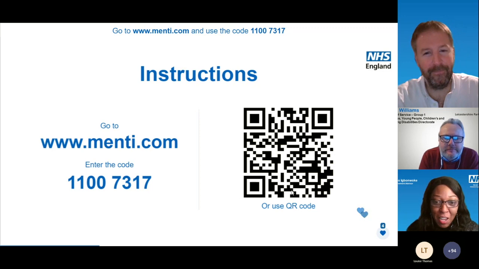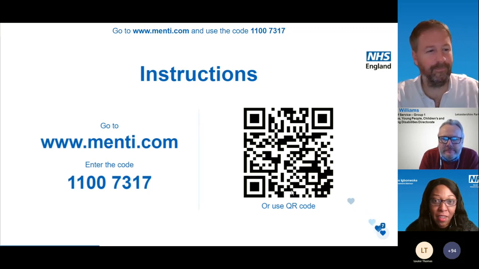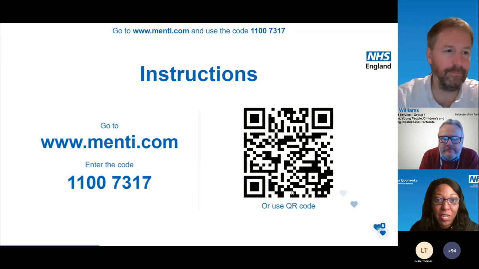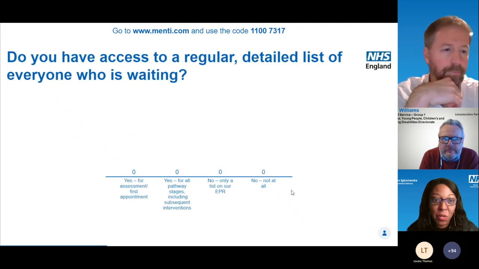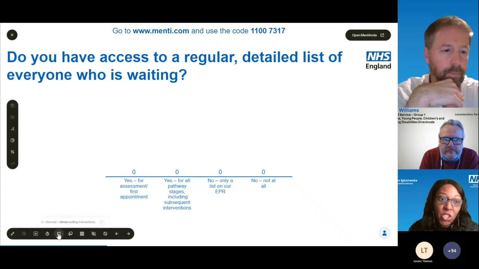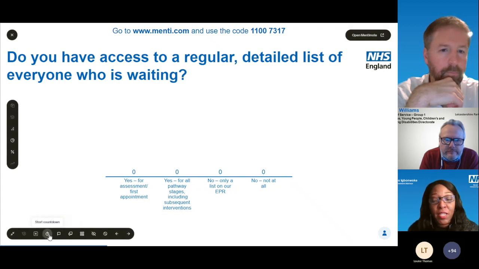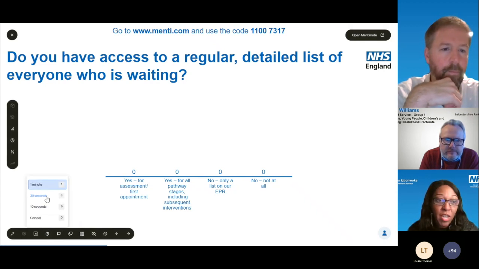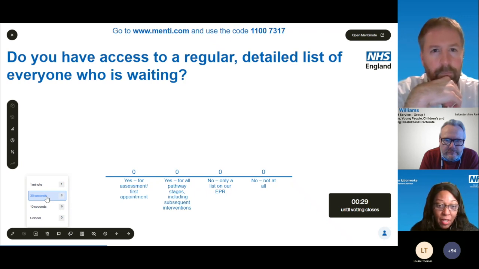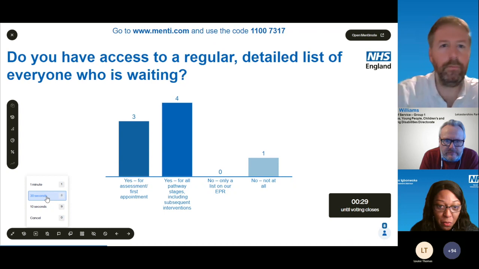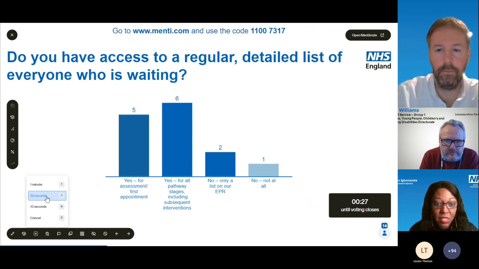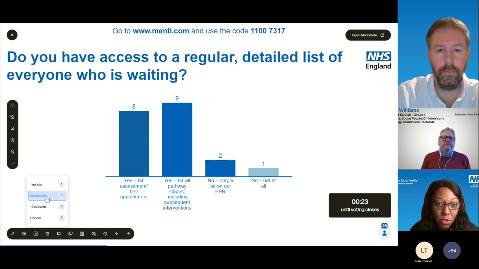So definitely, please use the QR code there, and hopefully you've got your fingers at the ready. So we've got your first question for you, just to test that it's working, which is, in your service, do you have access to a regular detailed list of everyone who is waiting? And how have you configured that? Is that for assessment, first appointment, all pathway stages, including subsequent interventions, or do you just have a list on your EPR or no list at all?